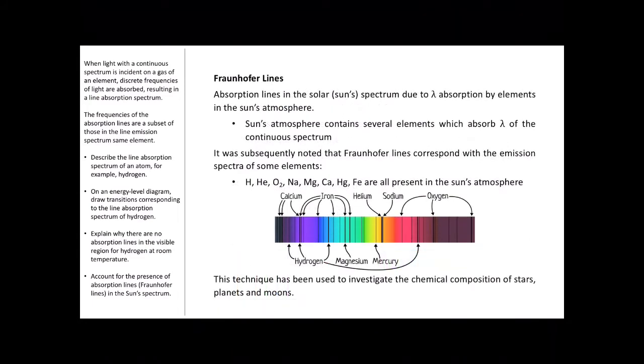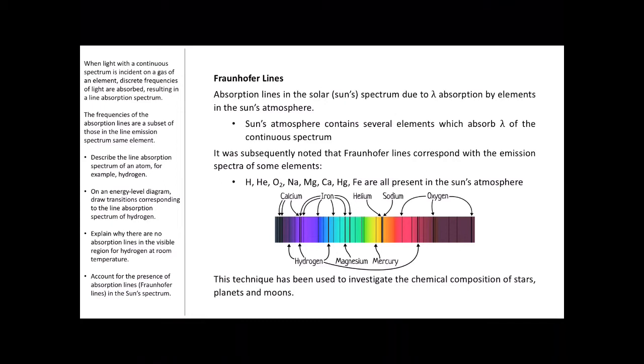So now we'll look at Fraunhofer lines. These were investigated and described by a German physicist called Joseph von Fraunhofer around 1814 or 1815, and these are absorption lines in the solar spectrum, so the sun spectrum, due to wavelength absorption by elements in the sun's atmosphere.